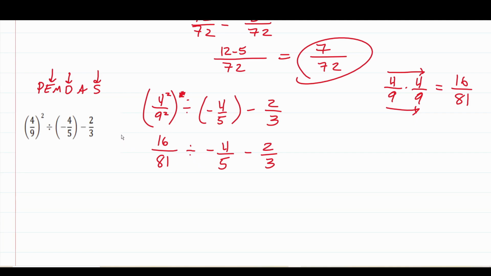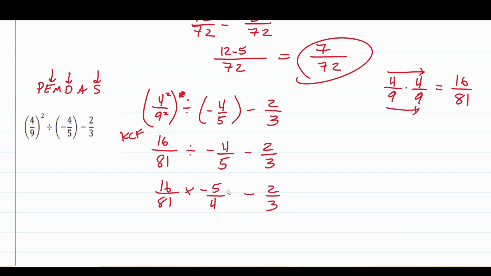To do this division, we're going to follow the algorithm keep, change, flip. That is to say, we're going to keep this 16 over 81 the same. So that's 16 over 81. We're going to change from division to multiplication. And then we're going to flip this second fraction to be 5 over 4. Of course, this is minus 2/3 over here. We're just going to tack that on.